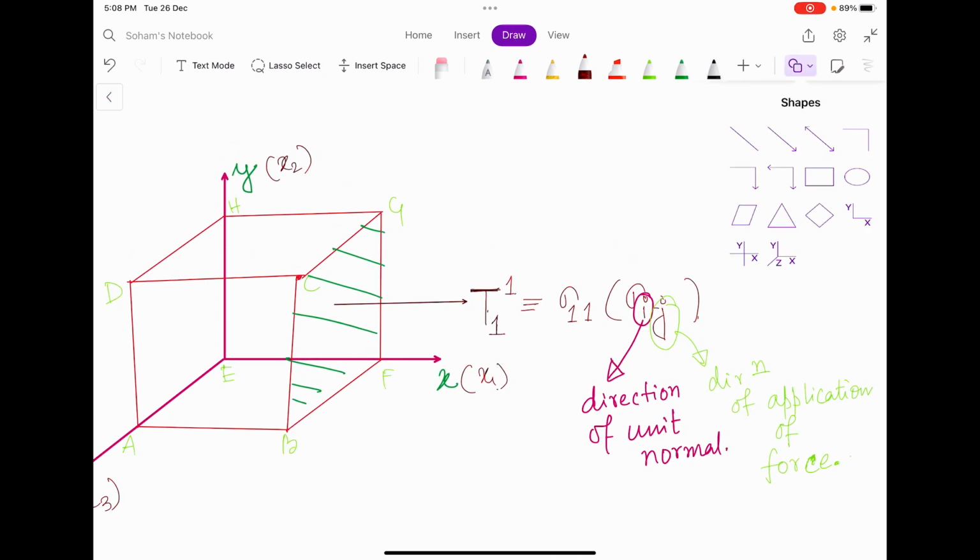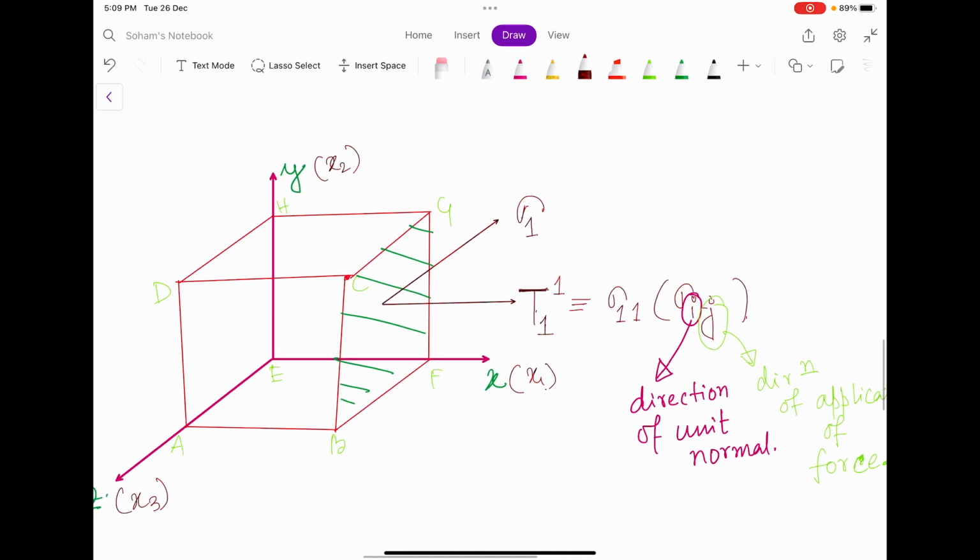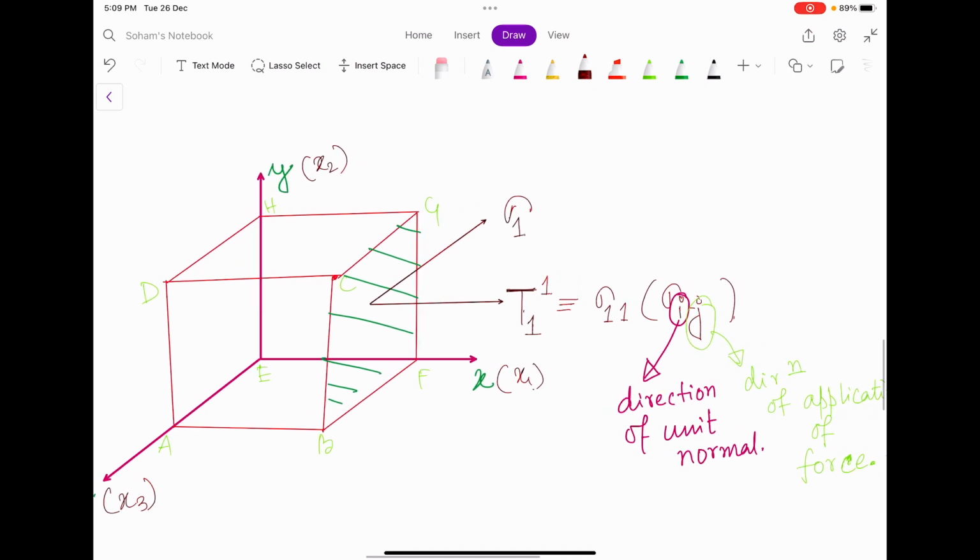So if I consider a force on BFGC in this direction, then it will be sigma, acting on a surface that is having the unit normal in the direction of x1, so this is 1, but it is having the force towards this x3 direction. The sense is different, but the direction is this x3.